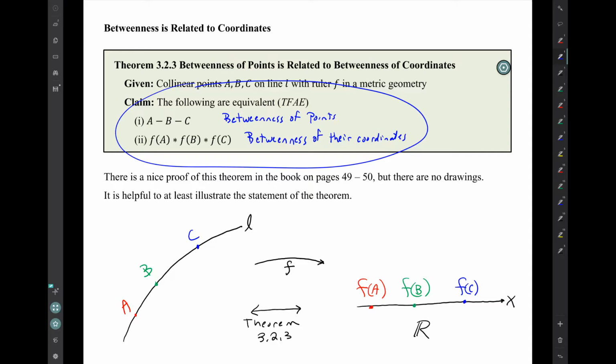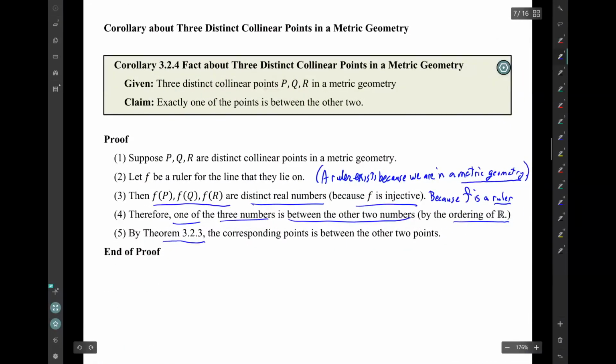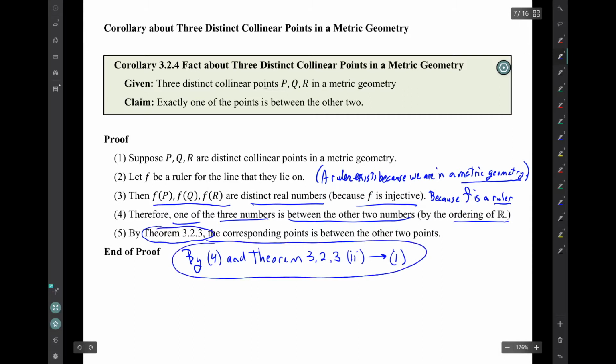Now, which is the thing that we knew was true? We knew in our situation, we knew about the betweenness of the coordinates of some points, and we used that to claim the betweenness of the points. So when I cite that theorem, I really need to say more. So again, instead of just saying by theorem 3.2.3, I really need to say precisely how I use the theorem.